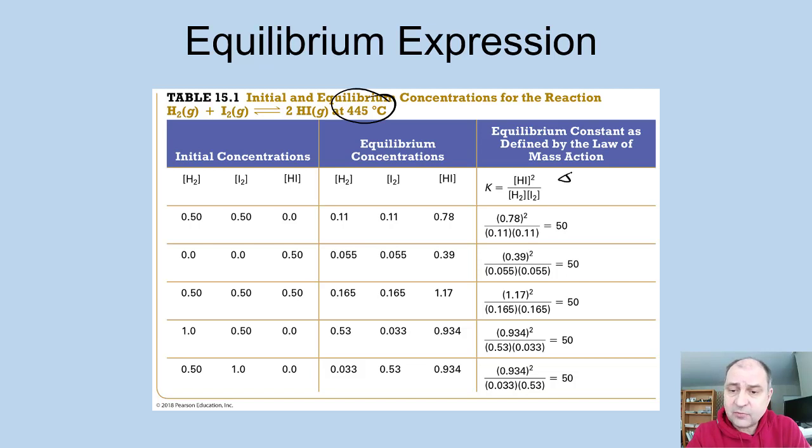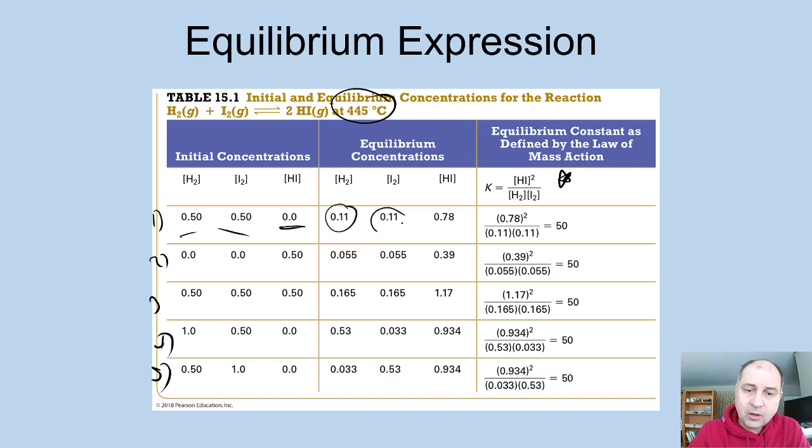So that's this formula here, and so we have these different measurements: 1, 2, 3, 4, 5 different experiments. You can see you start out with 0 and equal concentrations of HI. Then we allow it to react, and we measure the concentrations of the product and the reactants, plug it in, and we get an equilibrium constant of 50.